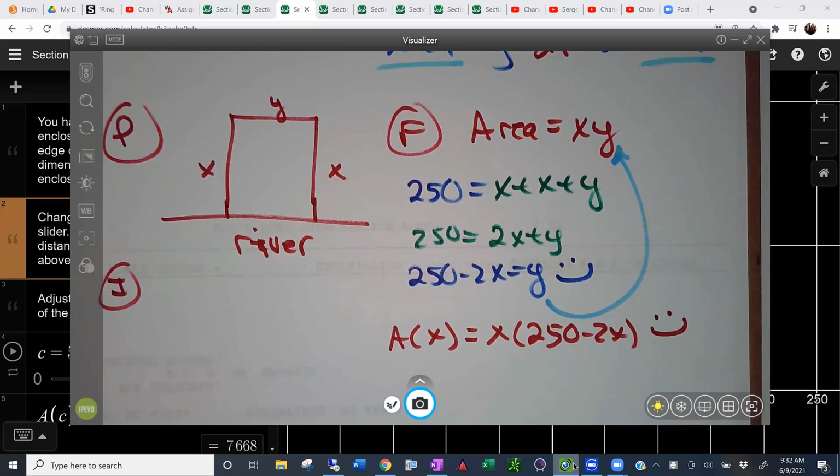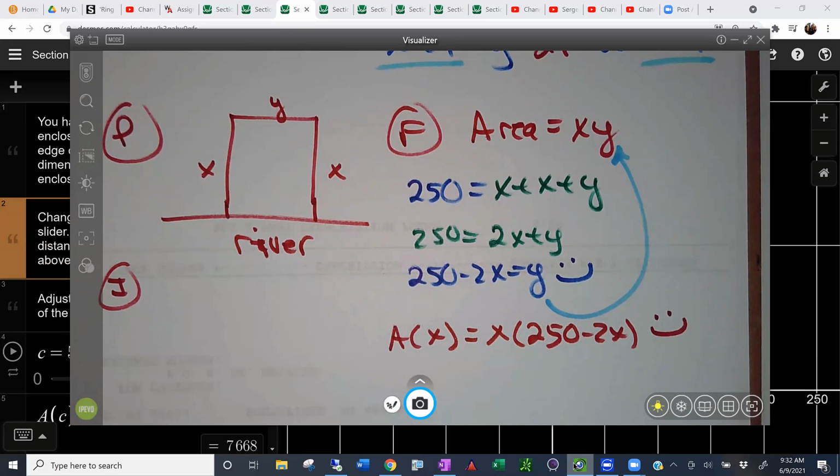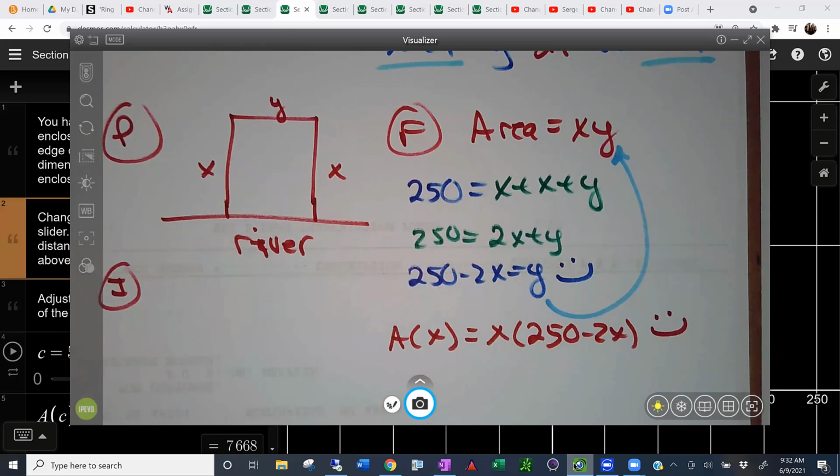Well, let's think about something else here. The interval. I'll tell you what, it's not going to be negative infinity to infinity on this one. It can't be. You've only got 250 feet worth of fencing. So that kind of limits things, doesn't it? How does it limit it? Well, let's take a look.